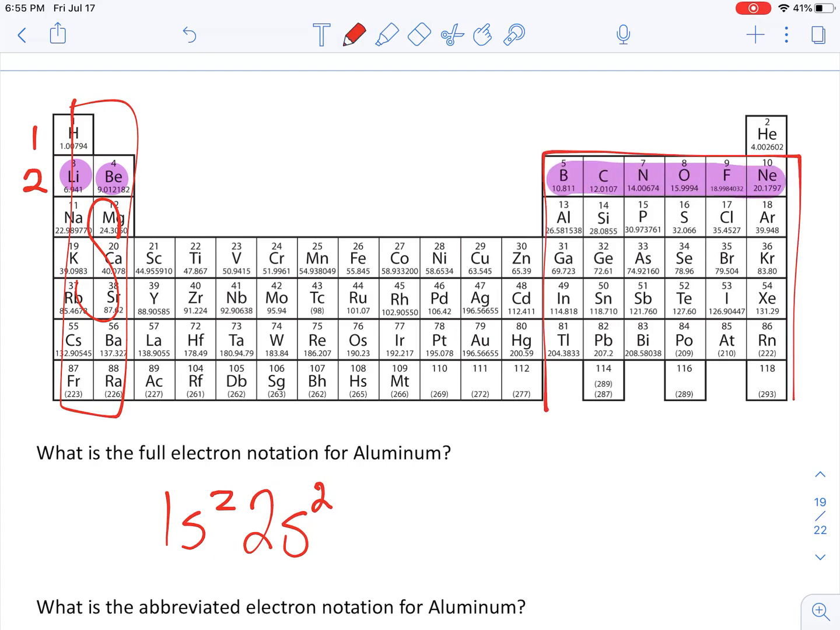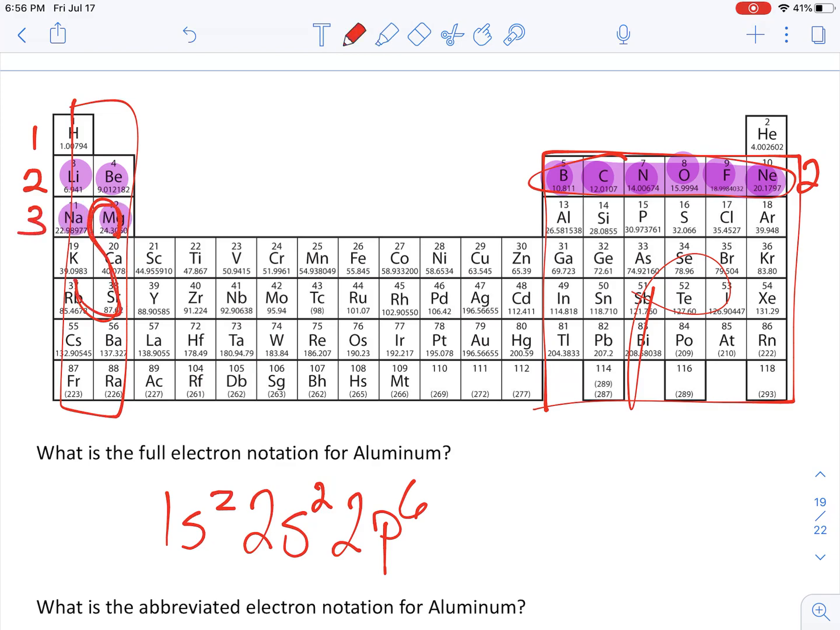Now, our next ones are these guys that are over here. Well, remember, everybody over here is in the P subsection. But we are still in the second row here. So, consequently, those electrons there are in the second row, P subsection, and there are 1, 2, 3, 4, 5, 6 of them. So we got to do 2p6.